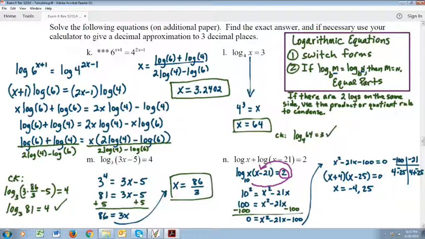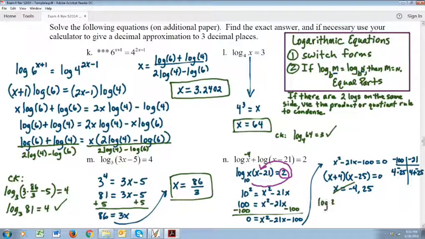Now, here's where we have to think a little bit about our answers, because one of the reasons why I've been checking my answers with these logarithmic equations is because I need to. Because we know that we can't take the log of 0 or a negative number. Notice here, if I plug in negative 4, I don't even care about the other part of the equation. I can't take the log of negative 4 because I can't take the log of a negative number or 0. And so this negative 4 is not going to check.